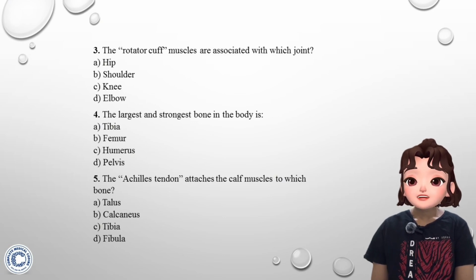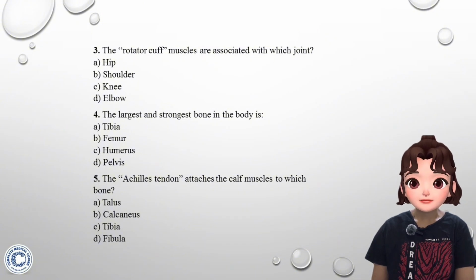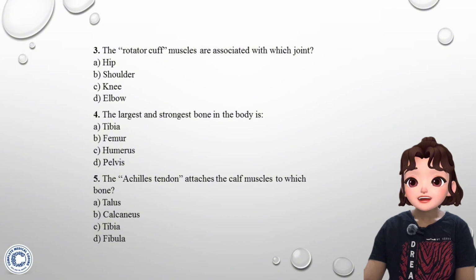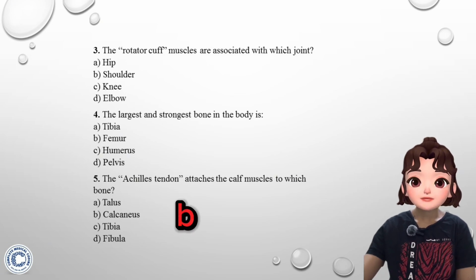All right. Now, fifth question. The Achilles tendon attaches the calf muscles to which bone? Options: talus, calcaneus, tibia, fibula. Achilles tendon. It attaches the calf muscles to which bone? Answer is option B, calcaneus.